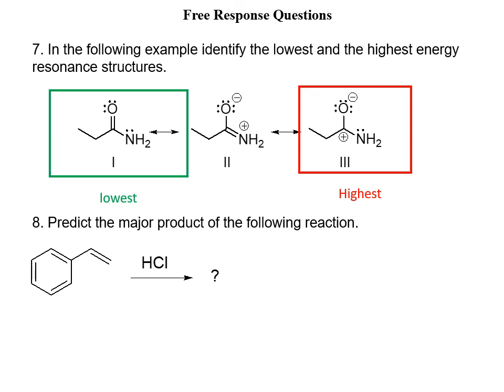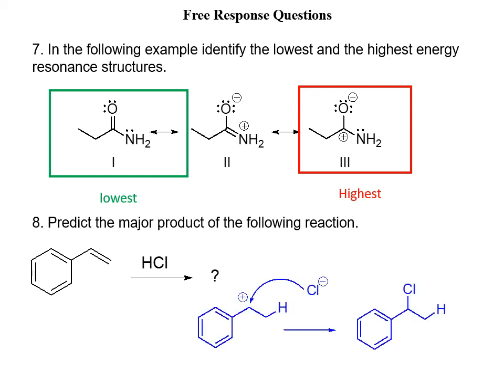Question number 8. Predict the major product of the following reaction. It's a reaction of styrene with hydrogen chloride. The reaction proceeds regioselectively in such a way that only the benzylic carbocation is formed. So hydrogen adds to the terminal carbon, the benzylic carbocation is formed, and that carbocation reacts with the chloride anion, the nucleophile, to give the final product.